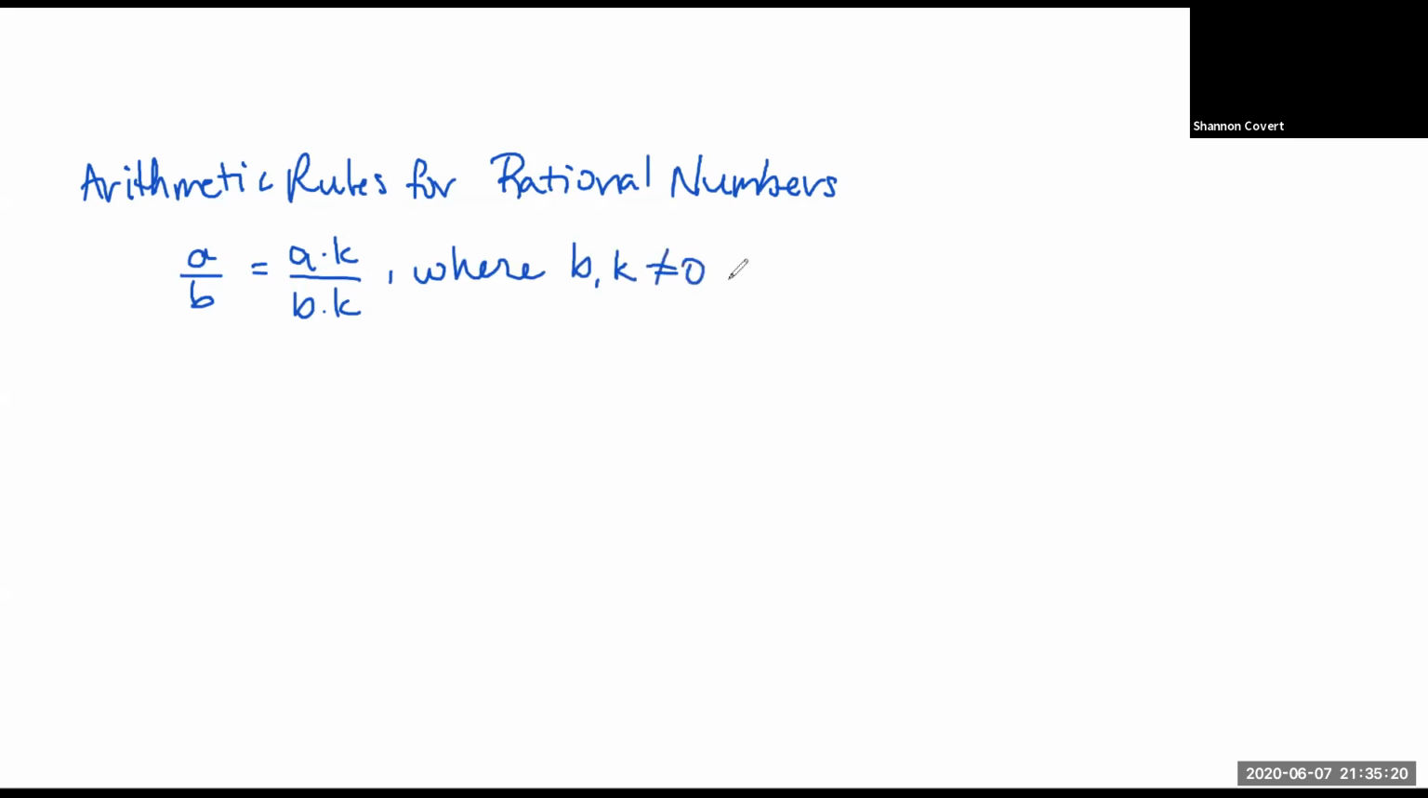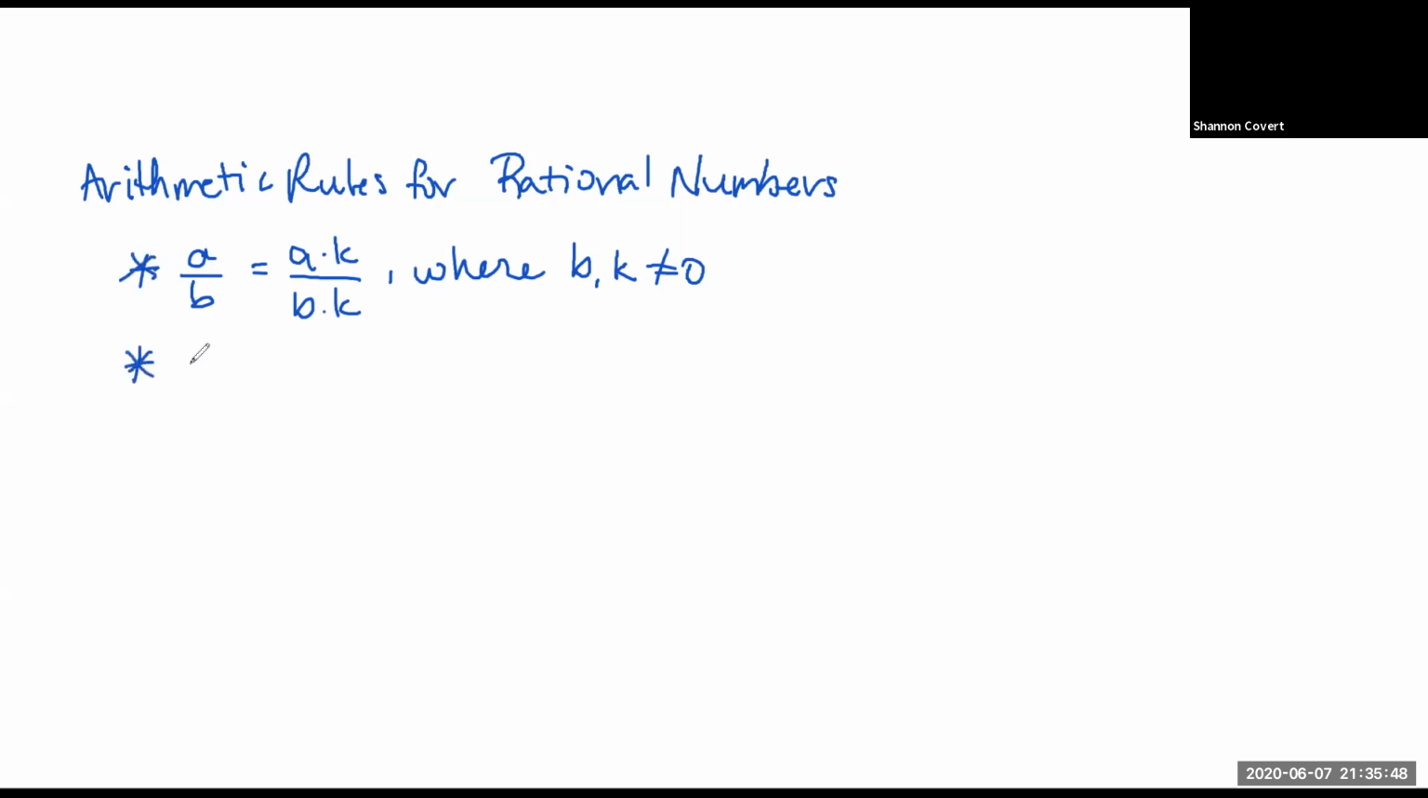But this is the first one. It says if we have A over B, then that is equal to A times K over B times K, where B and K are not equal to 0. Basically what that's telling you is as long as you multiply the numerator and the denominator times the same number, you have equivalent expressions. Think about when you reduce fractions. So this is one of the important topics, rules to remember.